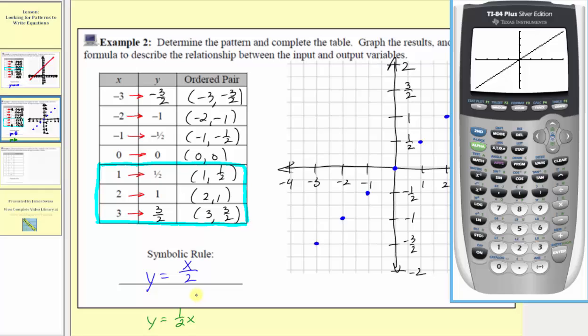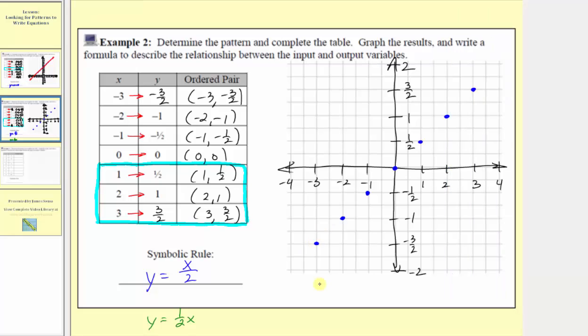So now that we have the symbolic rule, let's go ahead and sketch the line passing through the points we already plotted. And again, we're sketching the line now because we wrote the symbolic rule, and once we have the symbolic rule or formula, every point on this line has meaning. The coordinates of every point on this line, or the ordered pair for every point, would satisfy our equation or formula y equals x divided by 2.